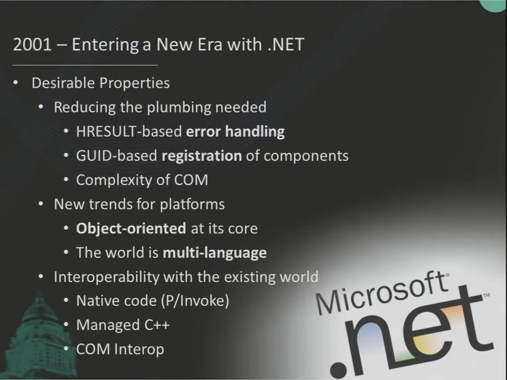Now, there were also some new trends. If object orientation is the way forward, then the runtime should support object orientation from the bottom up. And also, we need to be real, because we have all those existing investments, not just us, but also third parties, in things like native code, C++ code, COM components. We need to be able to interoperate with those very smoothly. So those were some of the key design decisions around building the .NET framework.